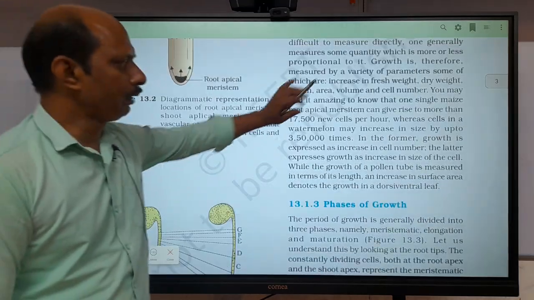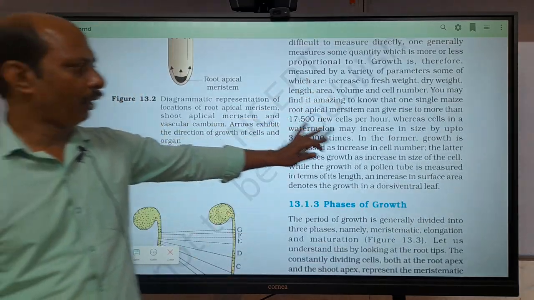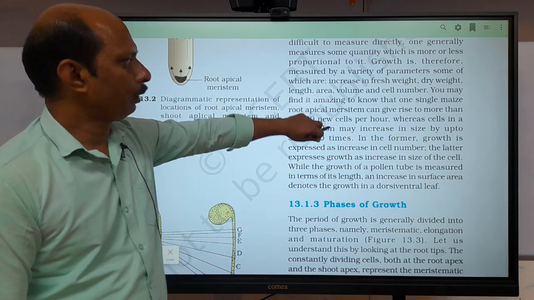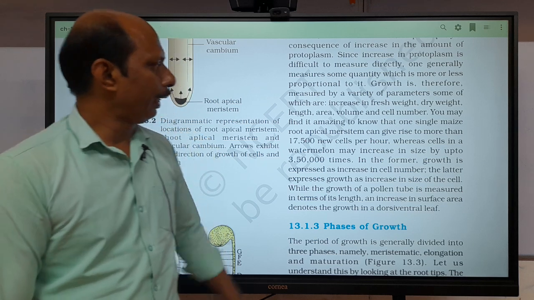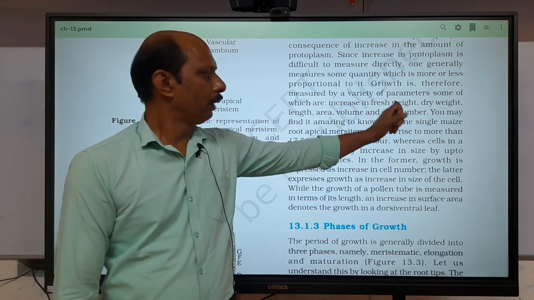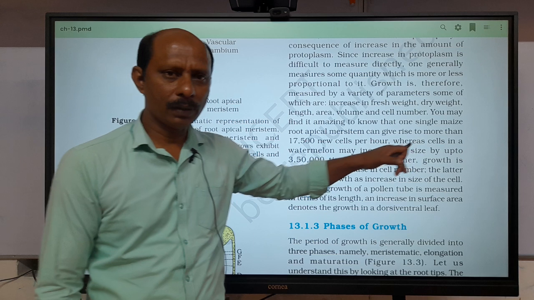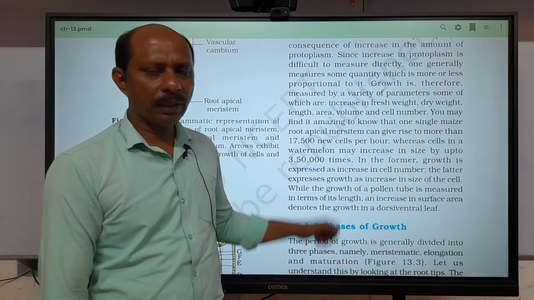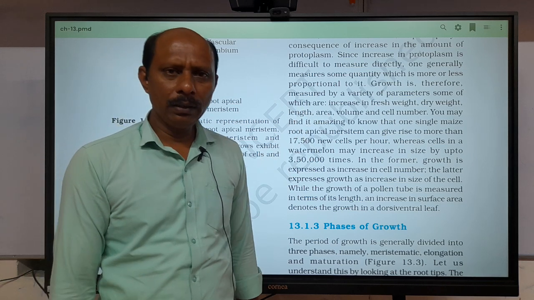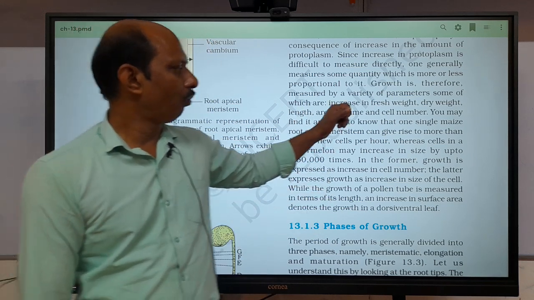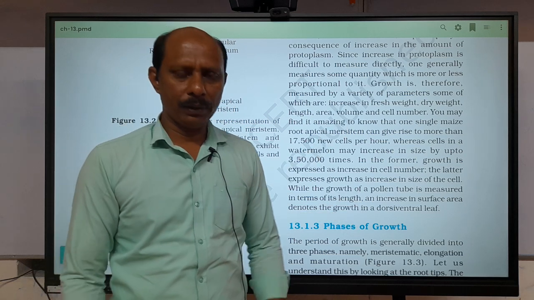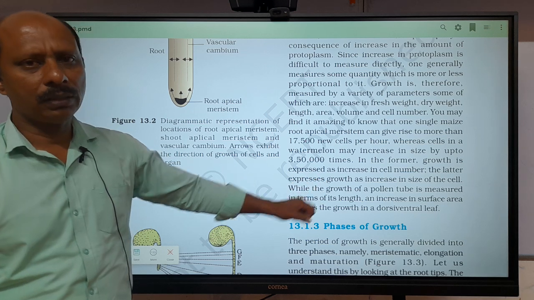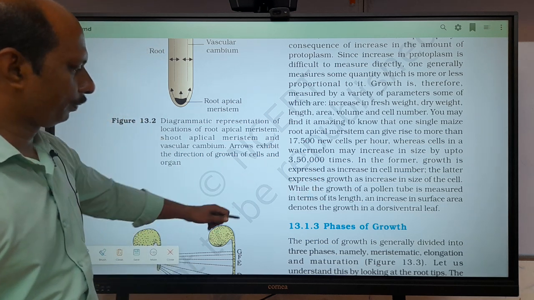So what is given in this passage? It is given that we have 5 different parameters to measure the growth. It may be increase in fresh weight or dry weight when we weigh. Second is length and area. Length, for example, is given in the pollen tube. An area example is given in dorsiventral leaves. Volume is increase in size, that is watermelon. Cell number is given in maize, 7,500 cells, right.